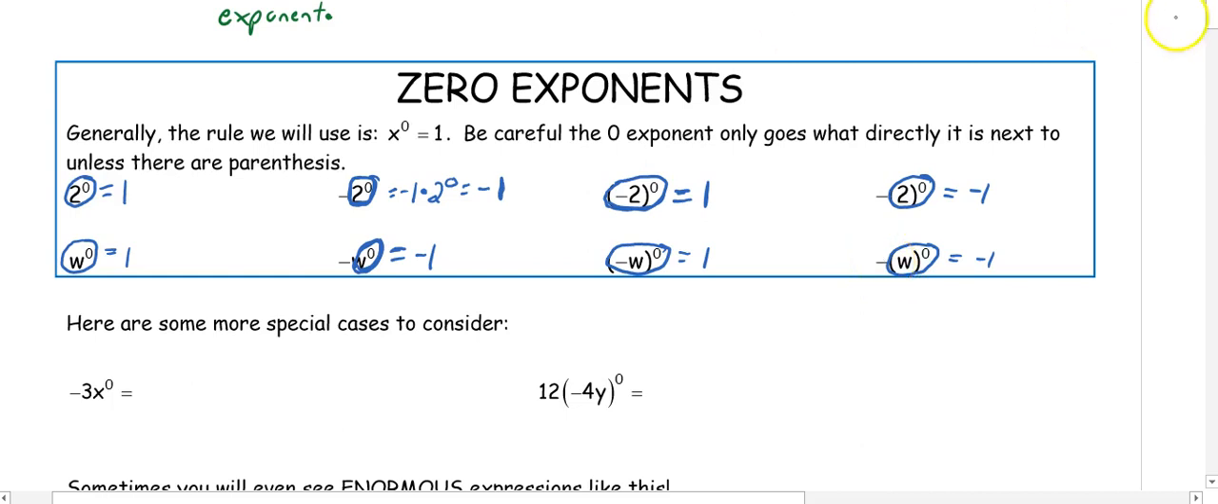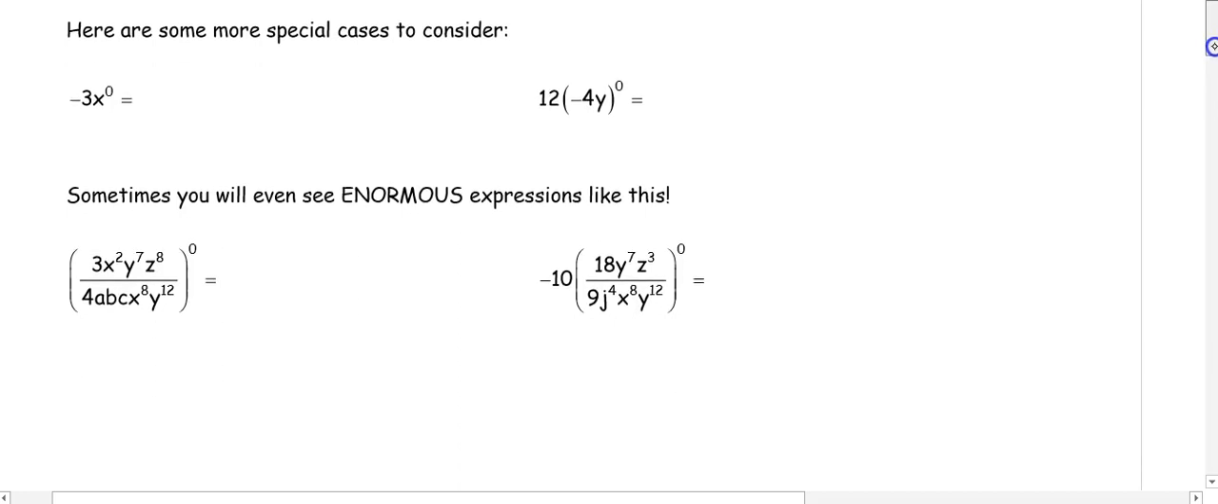There are some special cases to consider about what happens when there are numbers mixed in besides our variable with the 0 exponent. Here we have negative 3x to the 0 power. The exponent only applies to x to the 0, which is 1, but there's a negative 3 there. So it's really negative 3 times 1, which is negative 3. In the next one, we have 12 parentheses negative 4y to the 0 power.